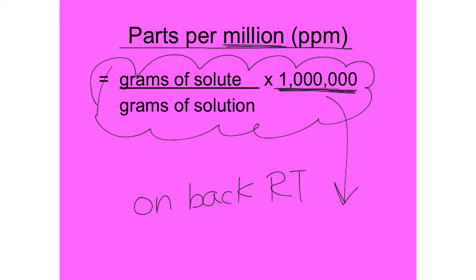Now, just as a reminder, a million in scientific notation is 10 to the 6. So often, instead of writing out the one with the 6 zeros, I will just write 10 to the 6 because it saves me some space.